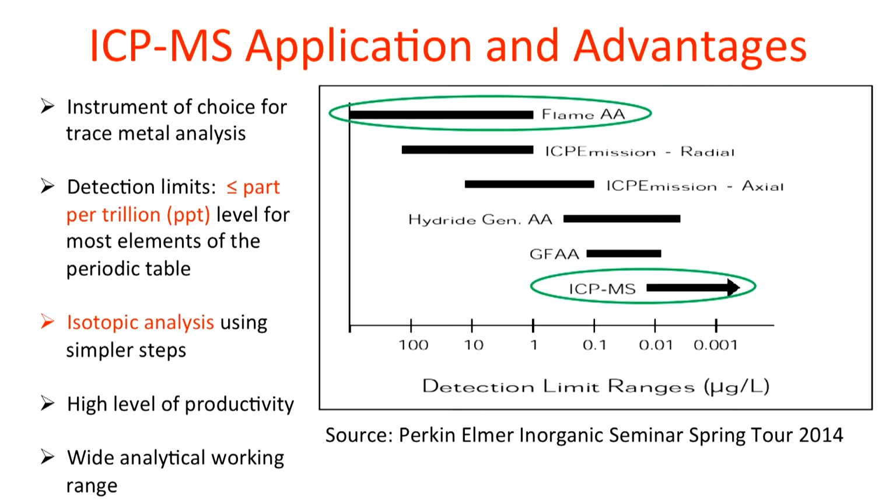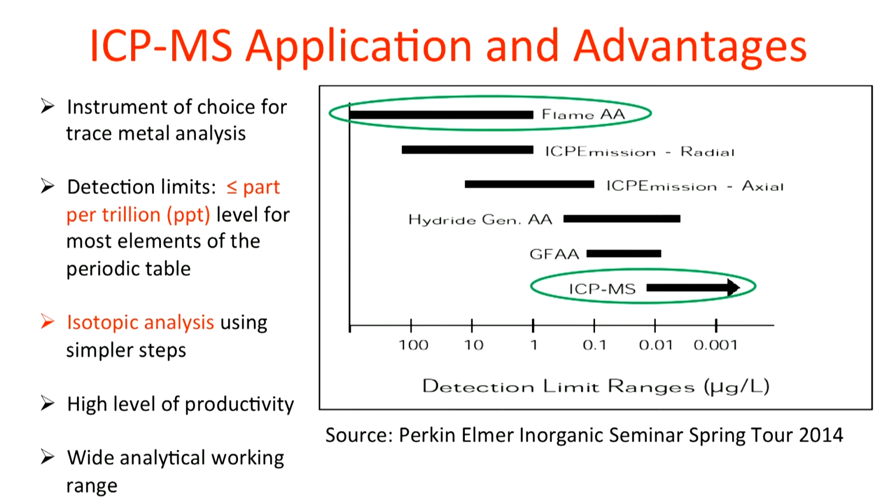So ICPMS is typically used for trace metal analysis, and if you compare it with flame atomic absorption spectroscopy, as discussed in the previous lab, ICPMS has the advantage of being more sensitive. It can detect up to parts per trillion level for most elements, whereas the flame atomic absorption spectroscopy typically goes to ppm to ppb levels only.